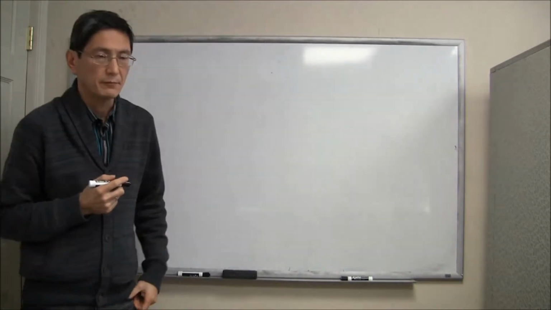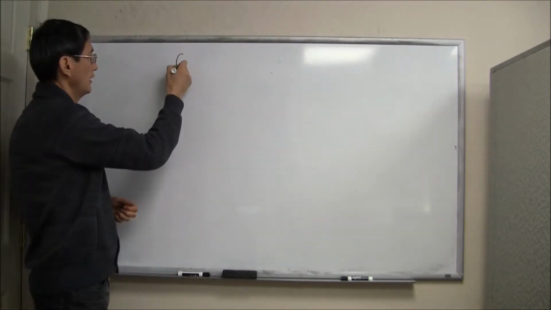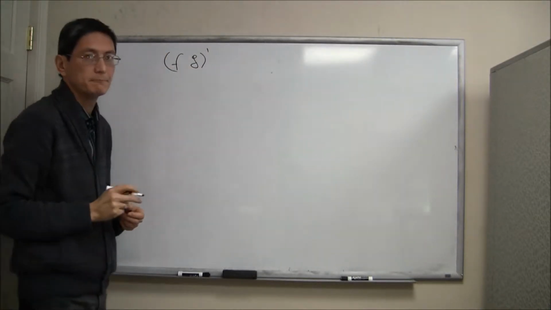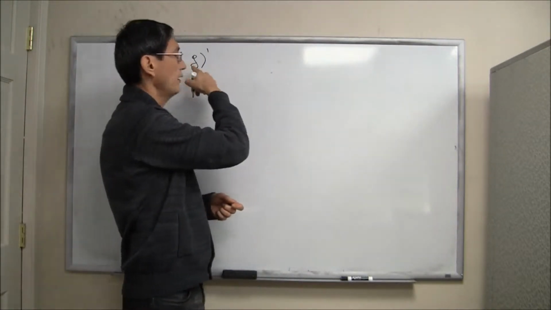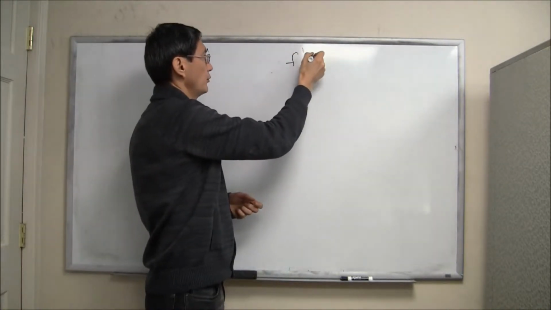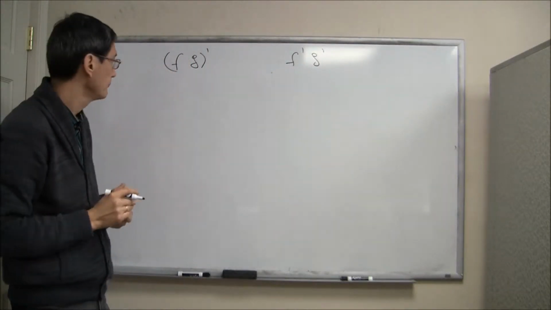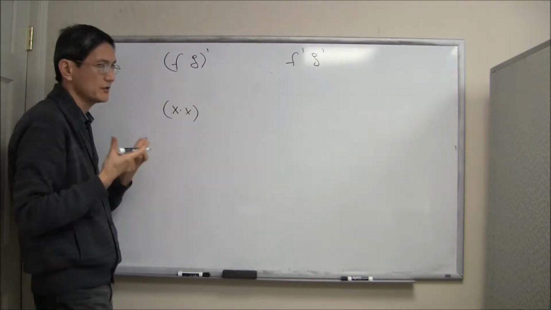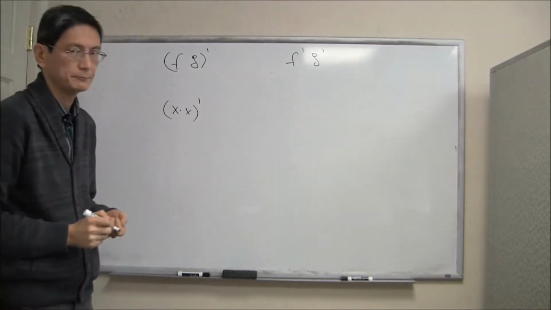Say we want to find the derivative of a product of two functions. So we want to find the derivative of f times g. It's tempting to think that the derivative of a product equals the product of derivatives. Okay, so let's check if it works or not. Let's pick an easy example. Pick both functions to be x, so x times x. We want to find this derivative.